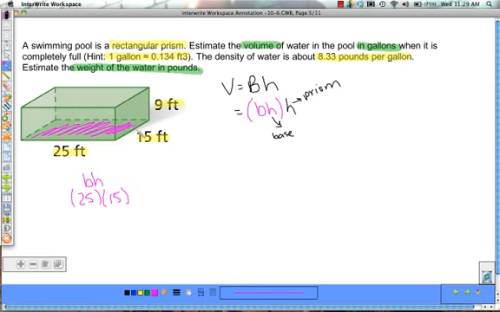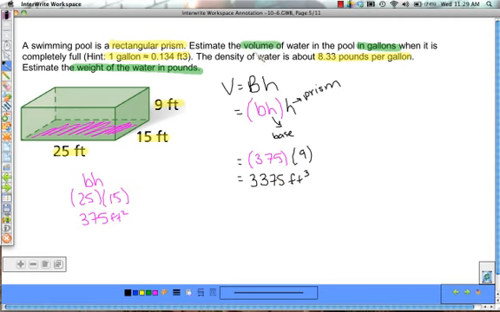So when I multiply that, we get that it has an area of 375 square feet. So we can take that and substitute it in here and take the height of the prism, which is 9. When we multiply this, we get that it has a volume of 3,375 cubic feet. So we just answered the volume of the prism.